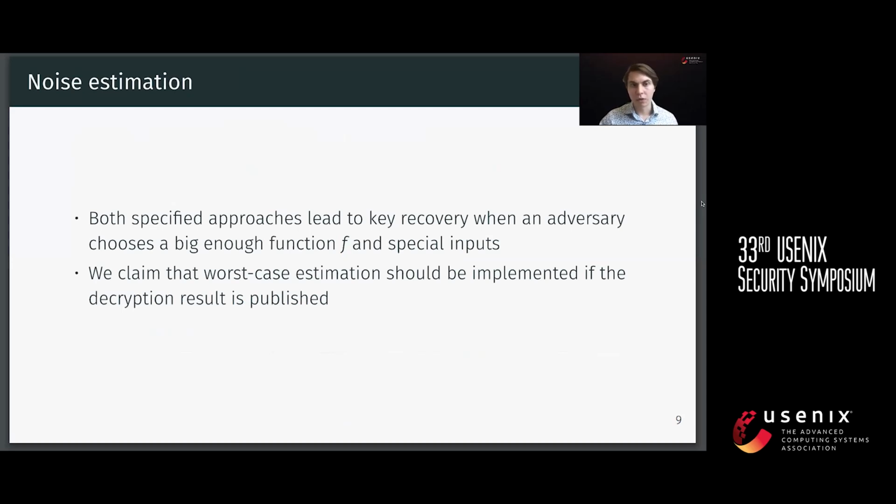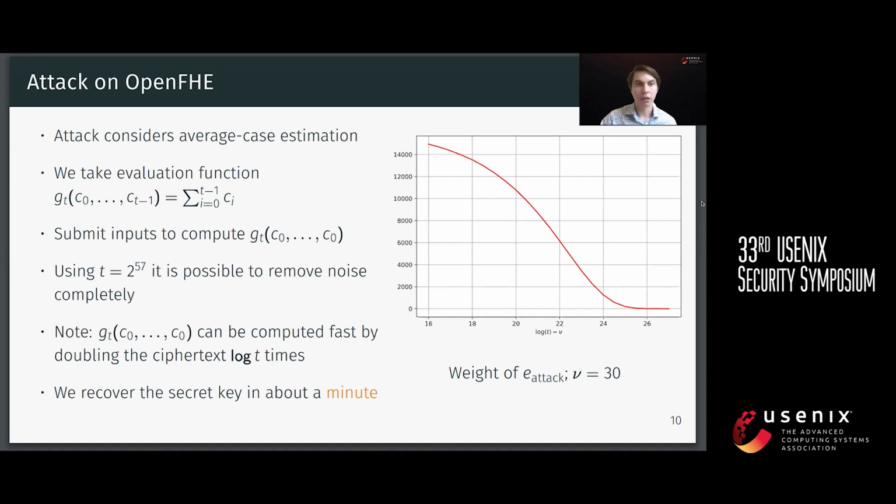Both approaches can lead to a key recovery attack when we use a big enough function f and some special inputs. And in our paper, we claim that instead, the worst case noise estimation should be used to prevent such an attack. And we did an attack on OpenFHE. In our attack, we consider average case estimation, while OpenFHE actually uses empirical noise estimation. We do that because average case estimation is harder to attack, and we wanted to show that even in this unfortunate scenario, the attack is still possible.